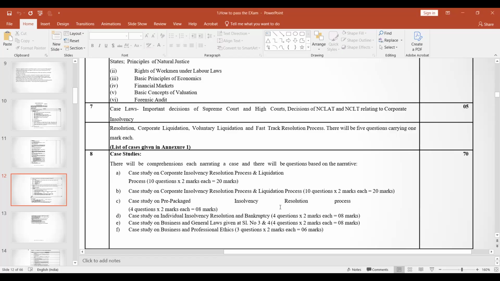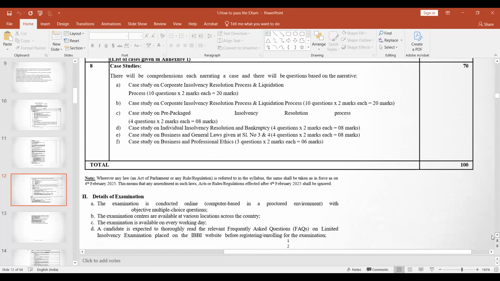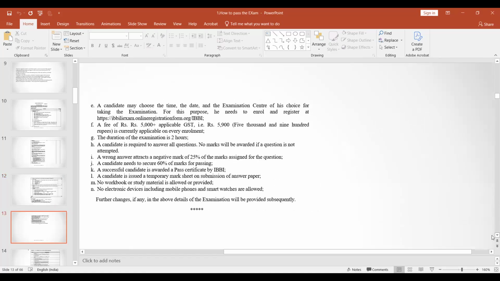So the case studies are based on various processes in which they want to analyze a particular situation and test how you will react to a particular situation which you will be facing as an insolvency professional. So this is the coverage of the examination.